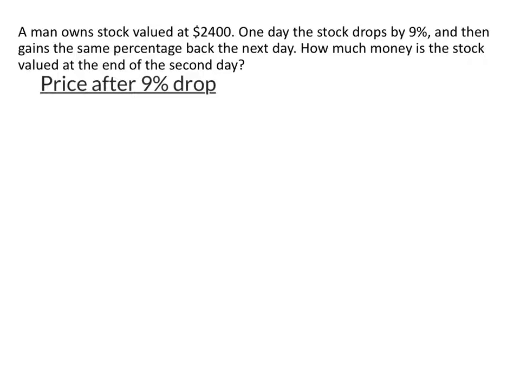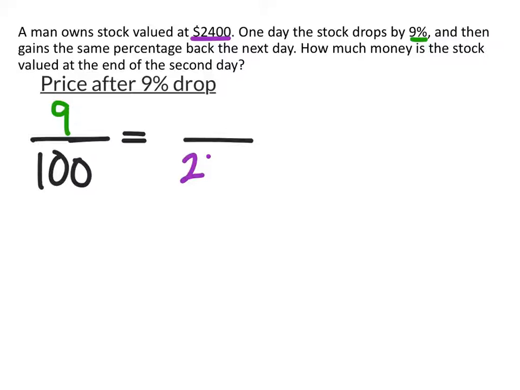To do this, we're going to look at a percent proportion, and we'll start with the two fraction lines that are equal, and again we know this bottom left value should be 100. Up here they did tell us what the percent was, 9%. Now it's a 9% drop, so after we figure this out, we're going to have to subtract it from the 2,400. The full price of the stock to start out with was this $2,400.